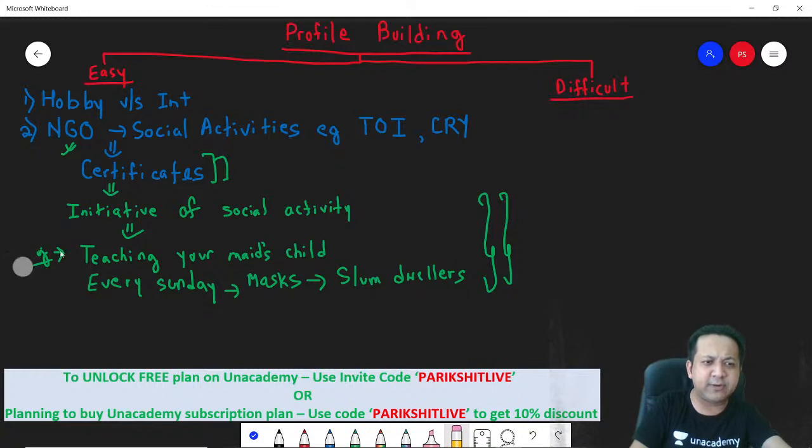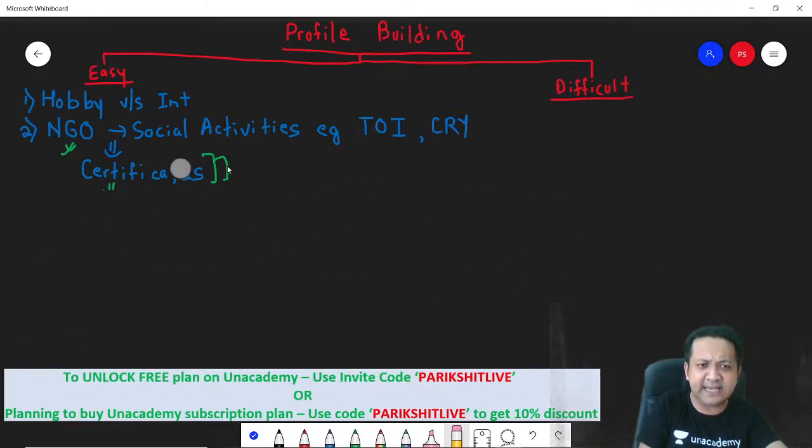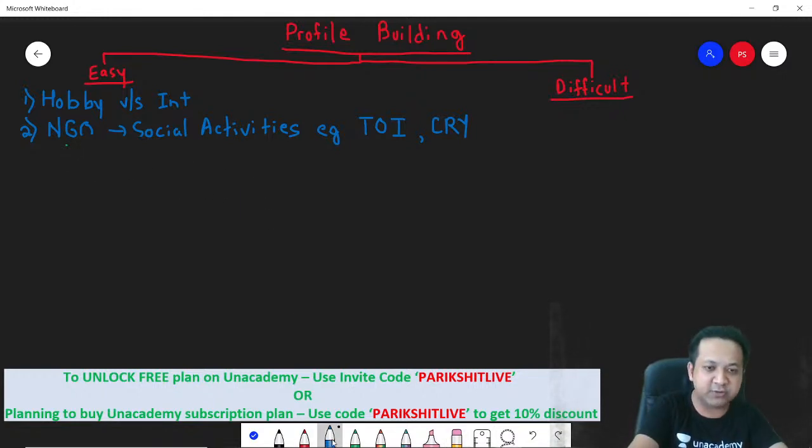Okay. Point number three. These are easy things, as I said, easy things which you can all do and mention in your resume. Point number three is language. Learn a new language. This also helps.